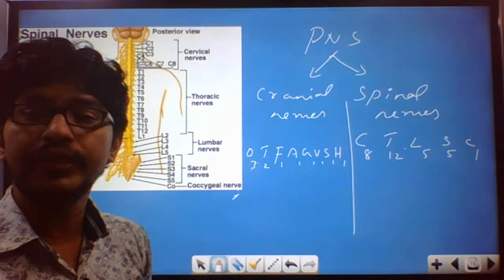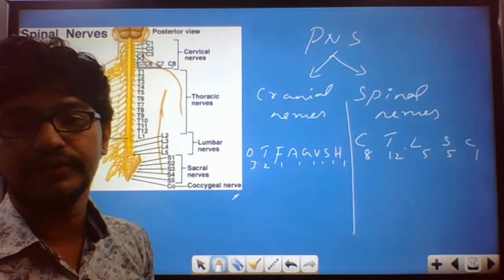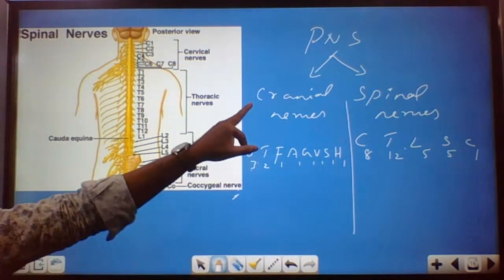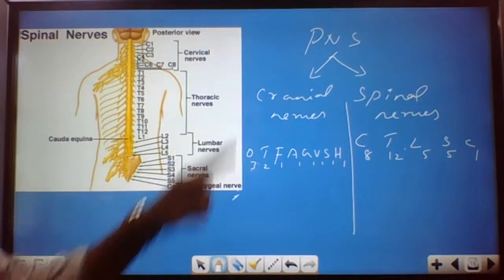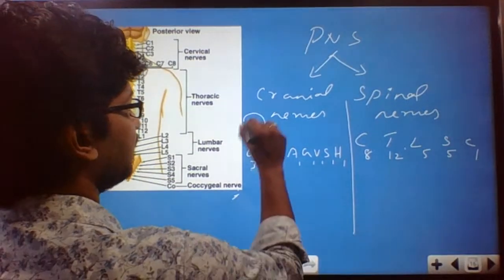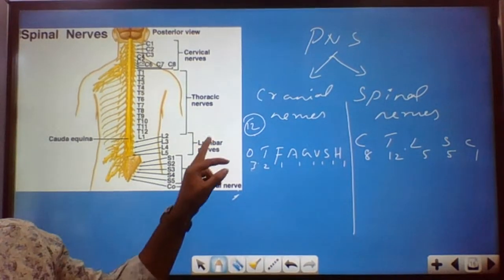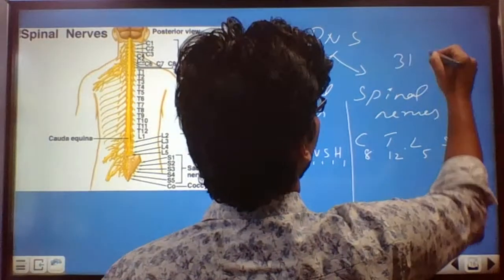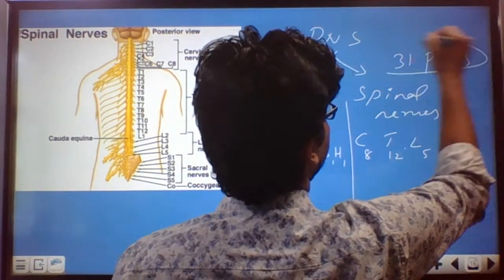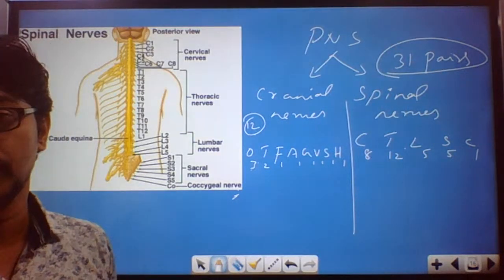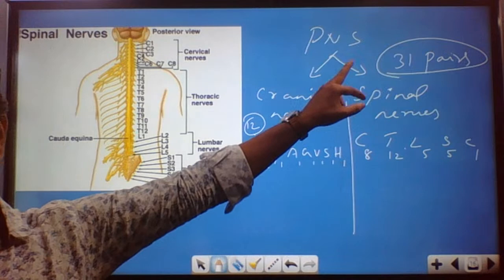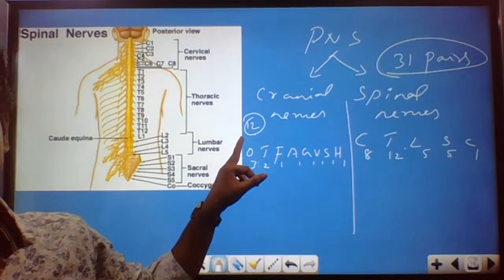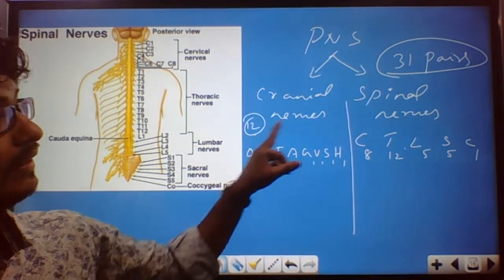You need to understand and at least recollect the formula of the cranial and the spinal nerves, because from this area you can get a question. We have 12 cranial nerves. When we count together, there are 12 cranial nerves. For spinal nerves, you could see 31 pairs. This type of question you could also see. So 31 pairs of spinal nerves, and 12 cranial nerves.